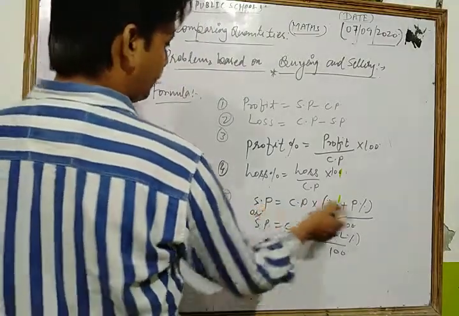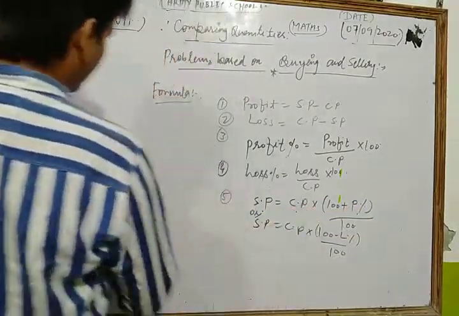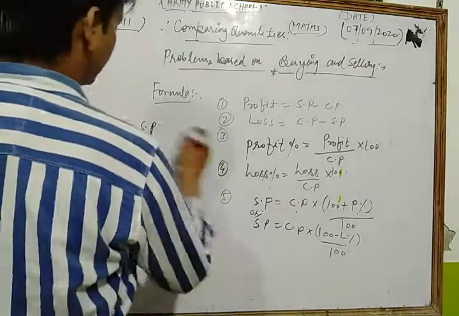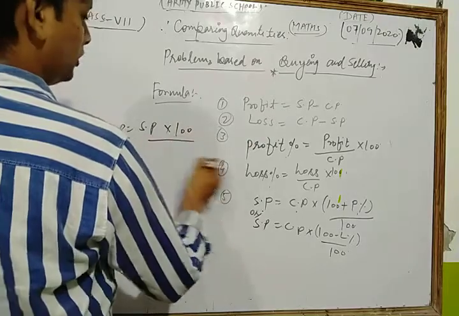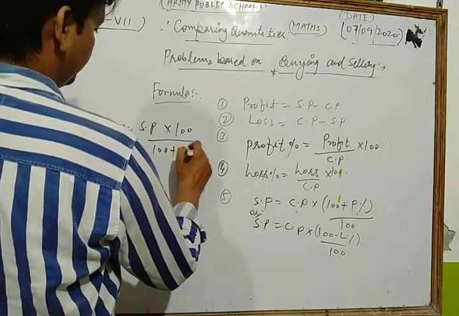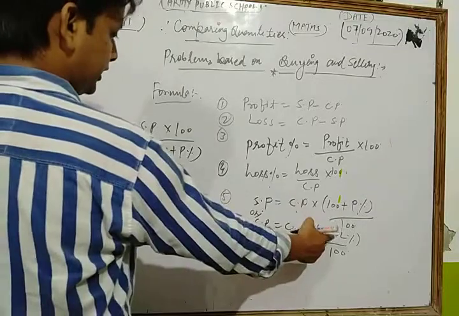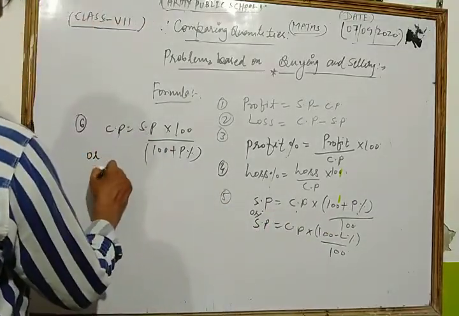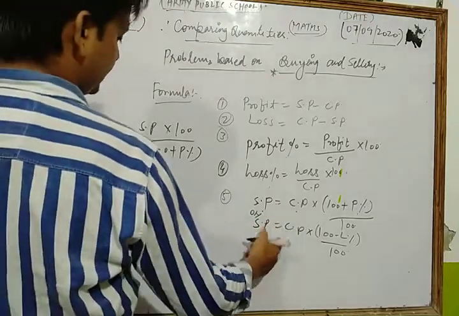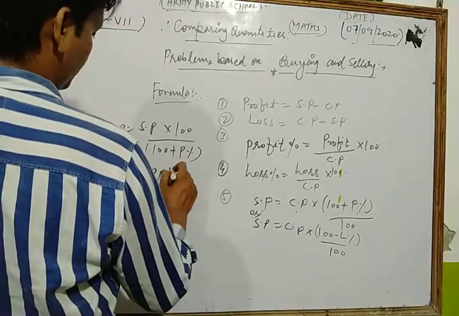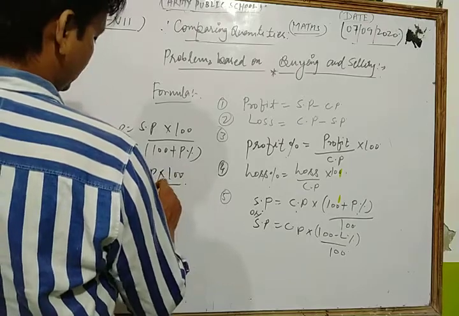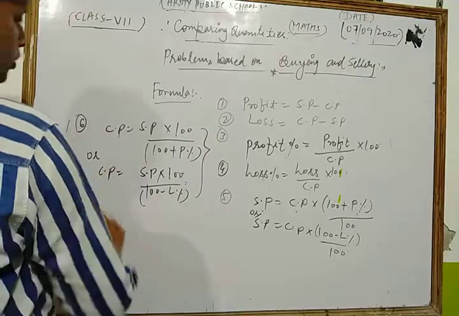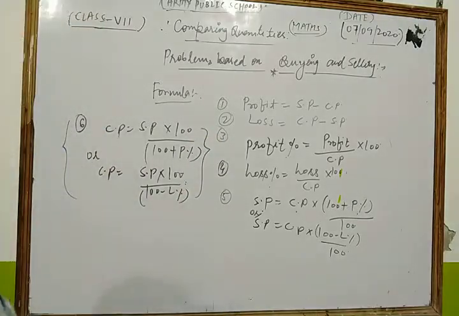Now from that formula we can also calculate the cost price of an object. When selling price is given and profit percent is given, in that condition the cost price is equal to selling price into 100 upon 100 plus profit percent. When loss percent is given and selling price is given, then the formula for the cost price is selling price into 100 upon 100 minus loss percent. This is one of the most important questions of your NCERT exercise.